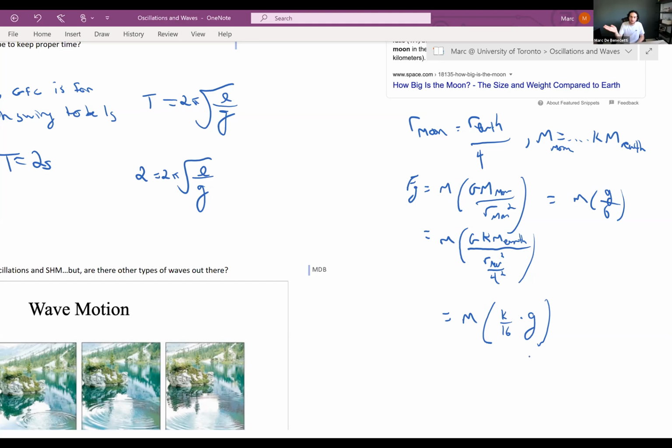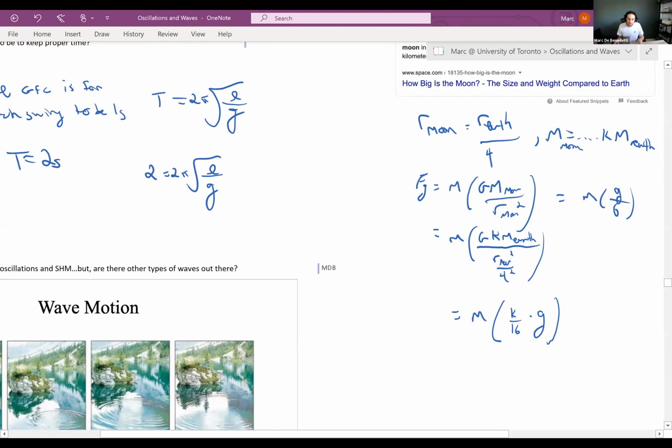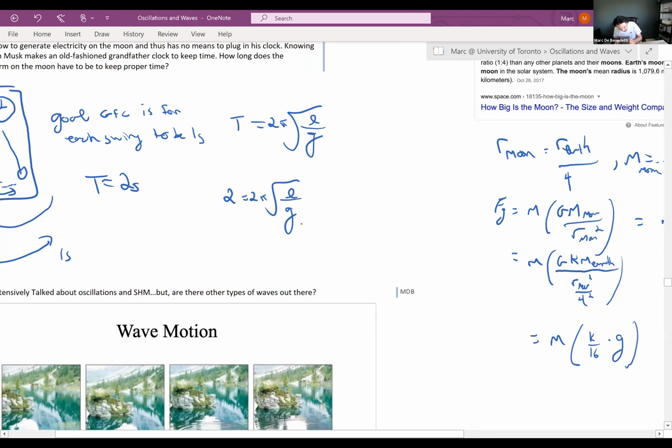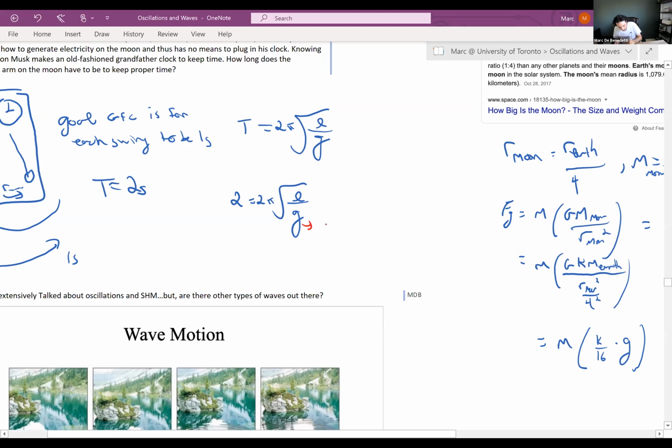It's a well-known ratio between moon and Earth. It's about 1/6 the strength of gravity. So I guess that would make K 1/6. But anyway, you could look up the mass of the moon later if you want. Anyway, point being, we know that g is going to be about 1/6 of 9.8.